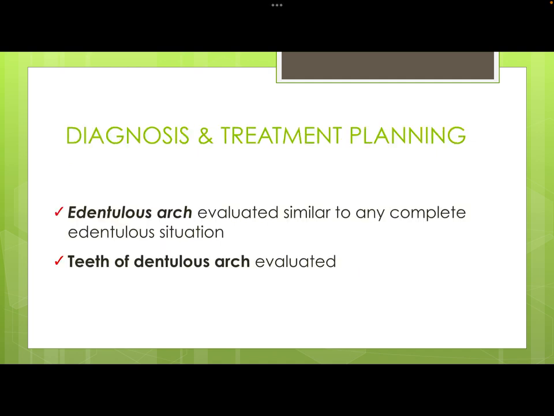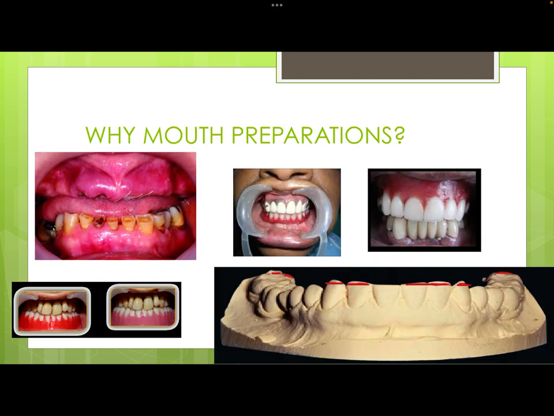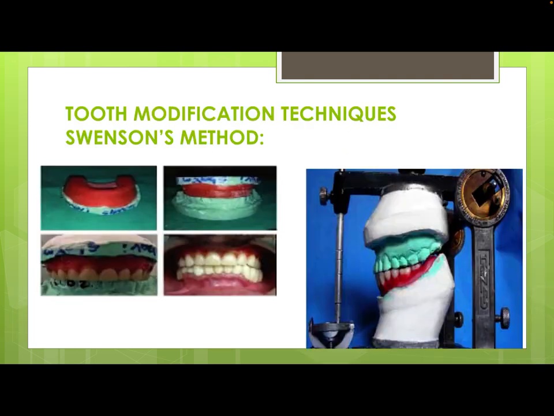Coming to the diagnosis and treatment planning, the edentulous arch is evaluated similar to any complete denture fabrication, whereas the teeth of the dentulous arch are also evaluated based on certain criteria. Why are mouth preparations done? Mouth preparations are usually done to correct interferences, to remove any supraeruptive tooth, or to correct the planes, to avoid any complications related to the occlusion.